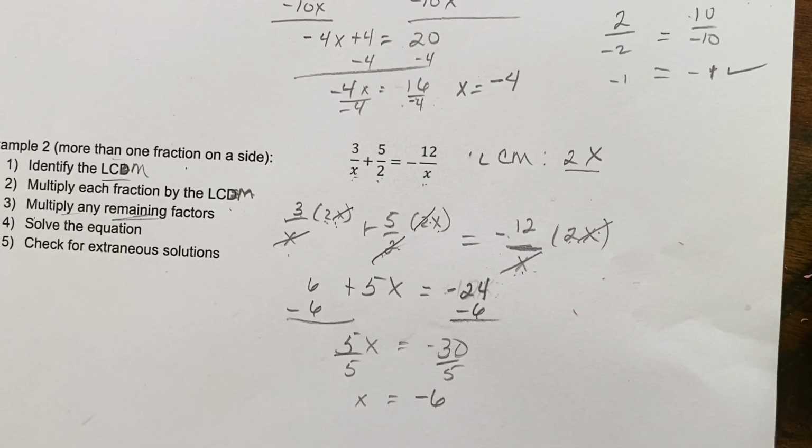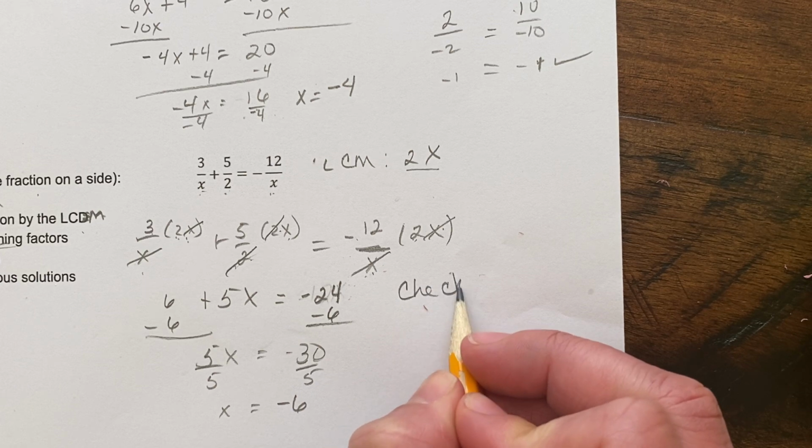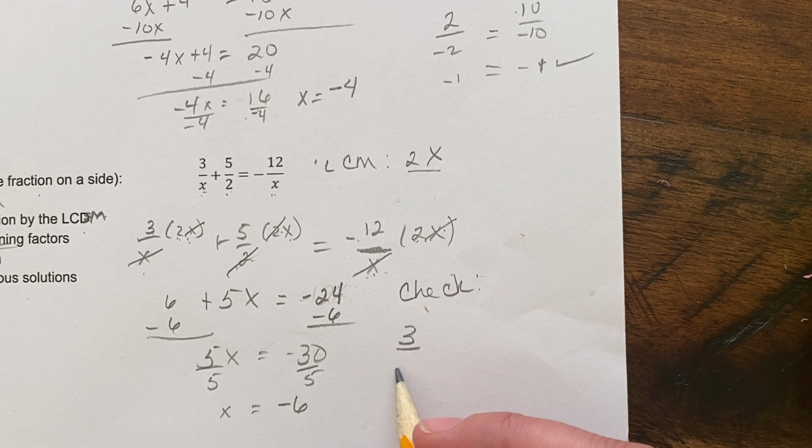And you get your x is equal to negative 6. I'm going to take that again. We're going to do a quick check here, make sure it works. Always want to make sure we don't get an extraneous.